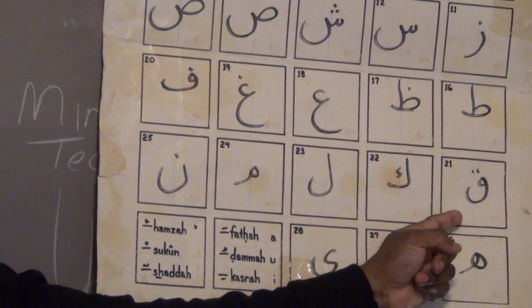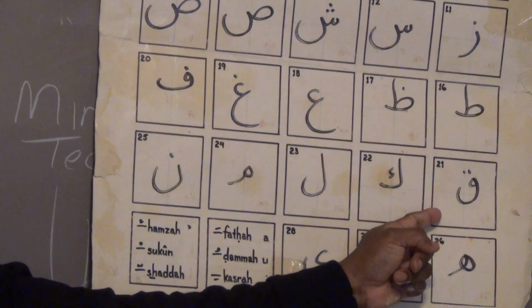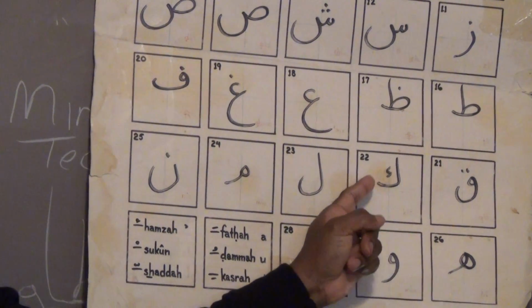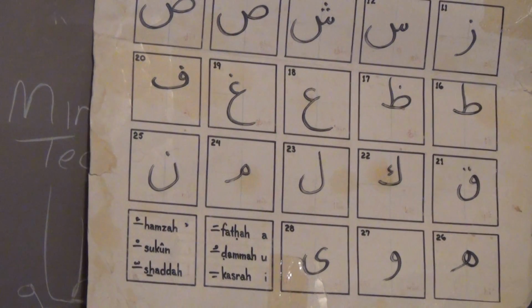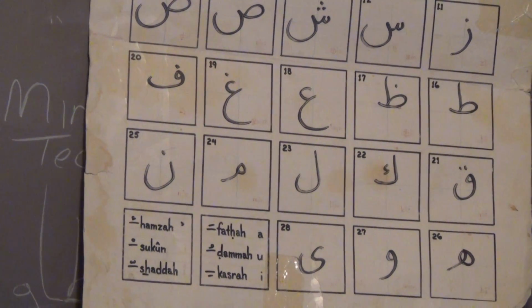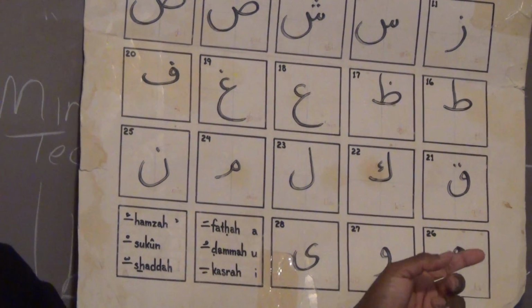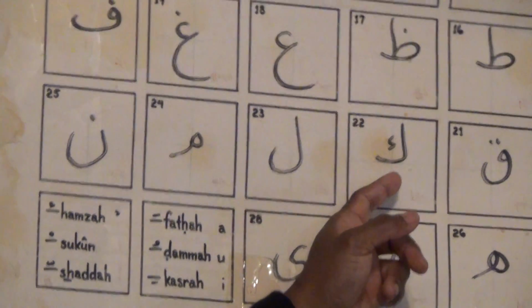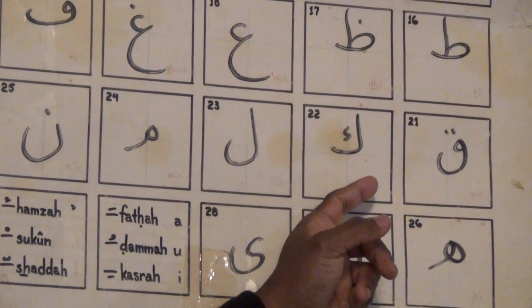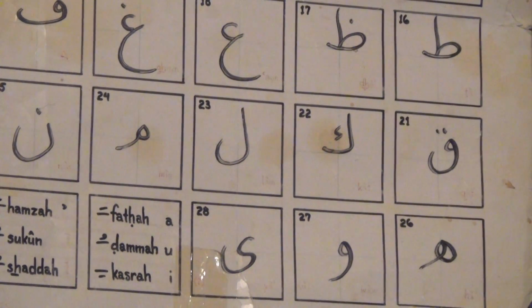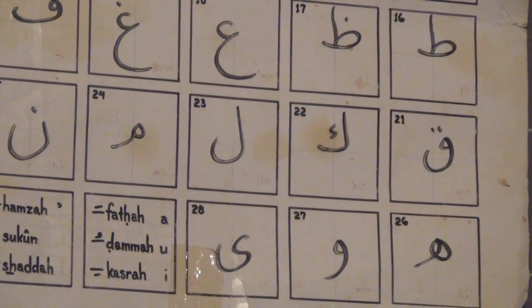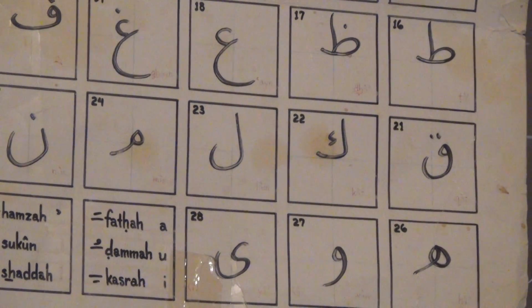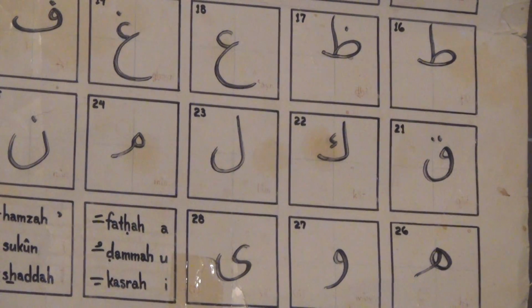This one is Qaf. These two kind of sound alike. This is why you have to make sure where you articulate the sound from. It's like a Q. Qaf. Okay? This one is Kaf, like when we said it like that, but we actually spell it this way. Okay? Kaf.